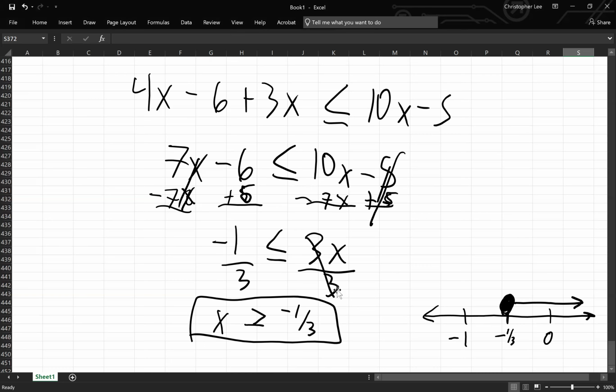Right? So I could have tested anything. I could have tested -1, for example. Is -1 greater than or equal to -1/3? This is a false statement, so it's not true. -1 is more negative than -1/3. We rather owe 30 cents than owe $1. That's what that means.